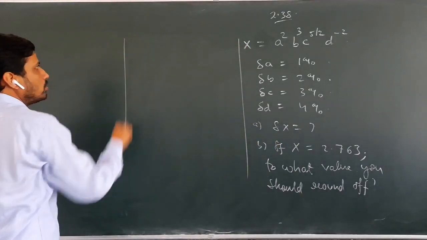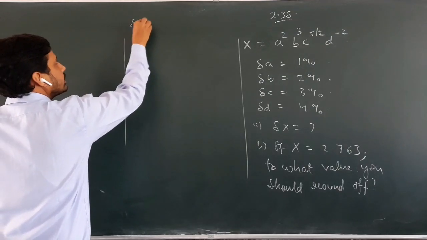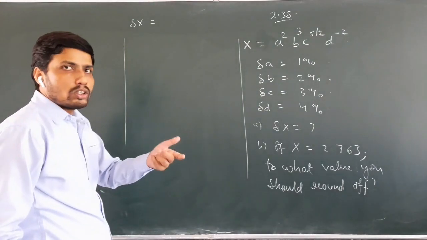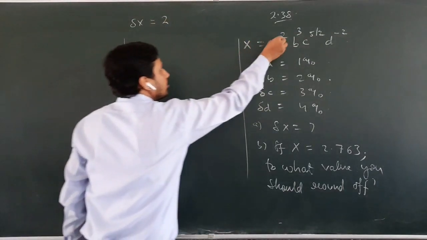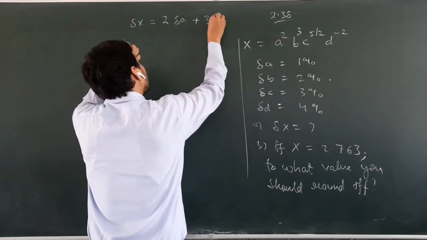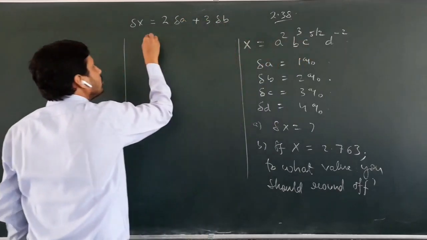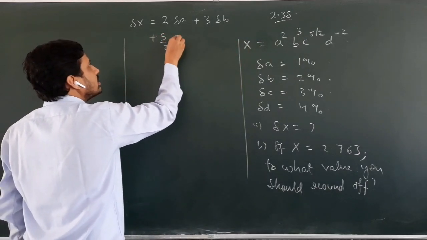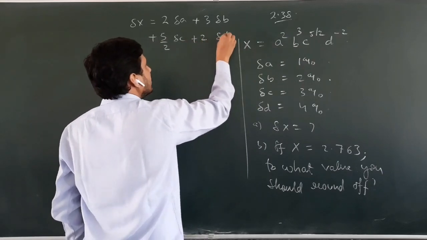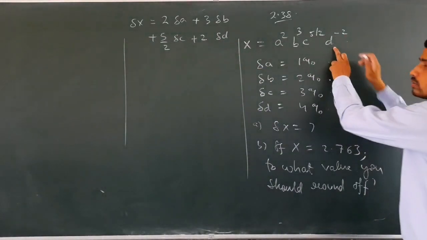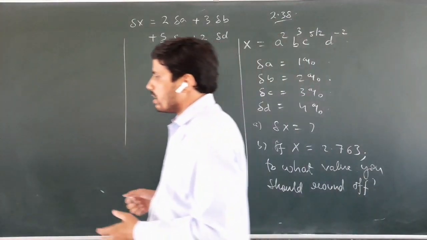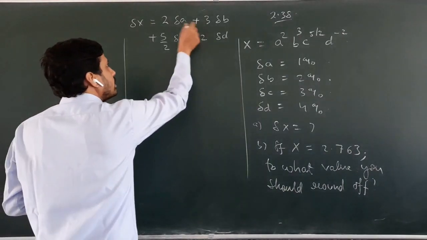So that is simple, students. You know the percentage error in x, as per the rules for arithmetic for errors, will be 2 times the percentage error in A plus 3 times the percentage error in B plus 5 by 2 times the percentage error in C and plus 2 times the percentage error in D. We should not write minus. D to the power minus 2 simply means 1 by D square. So whether it is multiplication or division, always we should write plus.